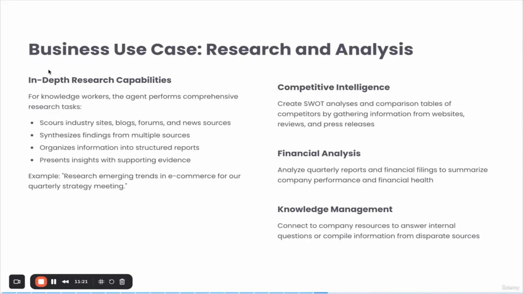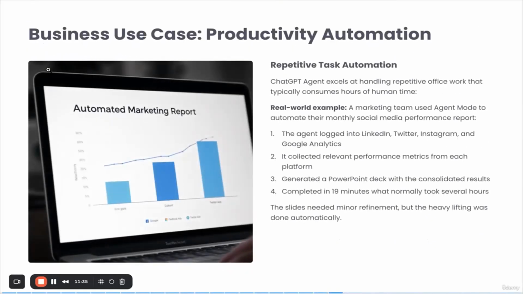Business use cases. It's research and analysis, in-depth research capabilities. For knowledge workers, the agent performs comprehensive research tasks. It can be competitive intelligence, financial analytics, and knowledge management. Business use case: it's about productivity automation. It can be through repetitive task automation, where ChatGPT agent excels at handling repetitive office work that typically consumes hours of human time. This can be a real-world example.